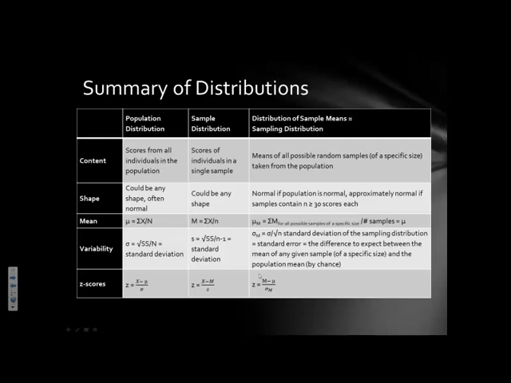So here's a nice summary of all the different distributions that we've talked about this semester. We started off looking at the population and sample distributions, just looking at scores, right? Scores either from everybody we're interested in or the scores from the people that we're actually studying in our sample. Now we're moving on to the distribution of sample means, or in other words, the sampling distribution. These two terms mean the same thing. Now instead of looking at scores, we're looking at all of the possible sample means of a specific size that are taken from the population.